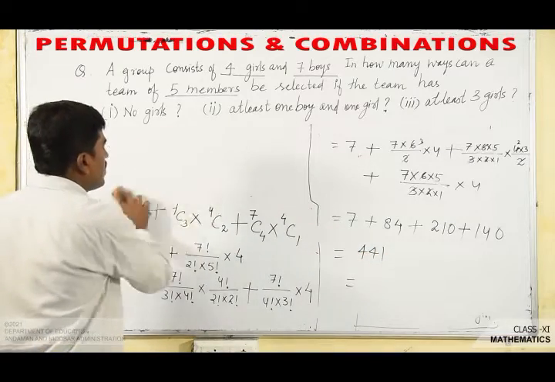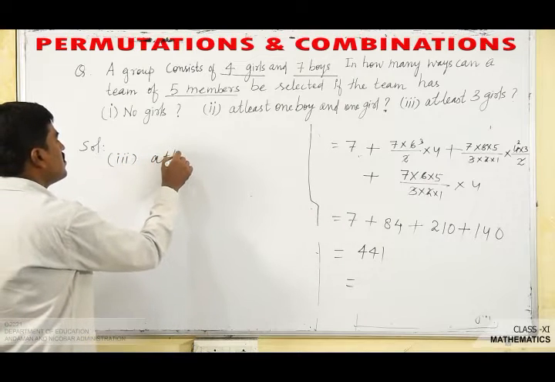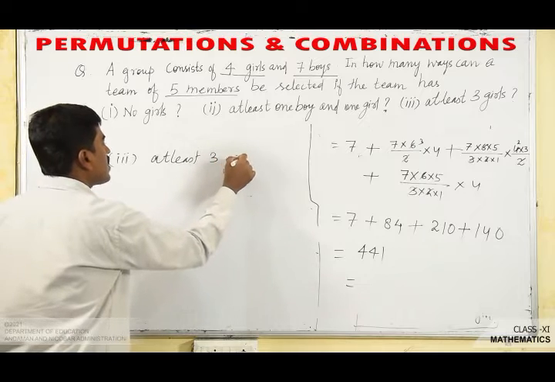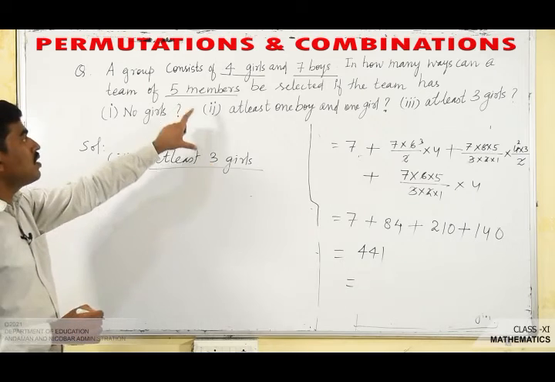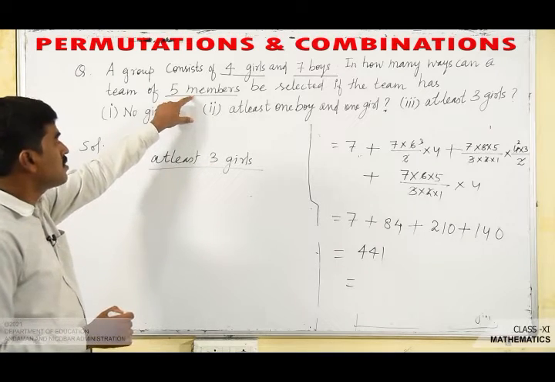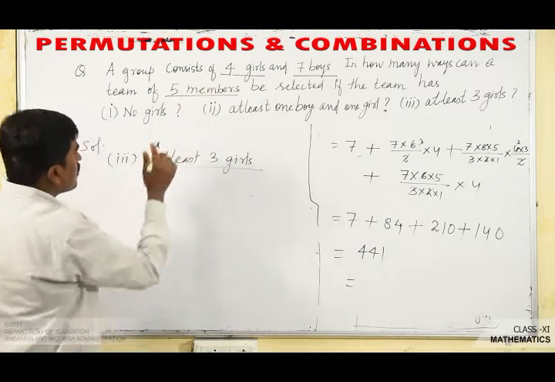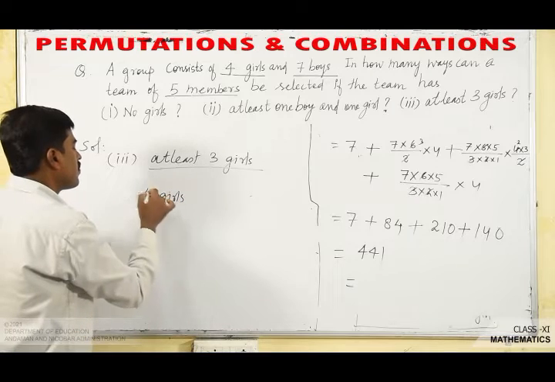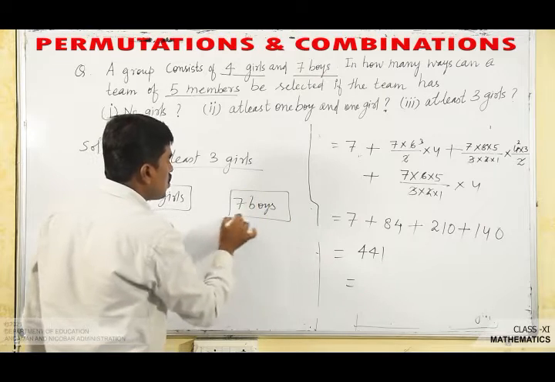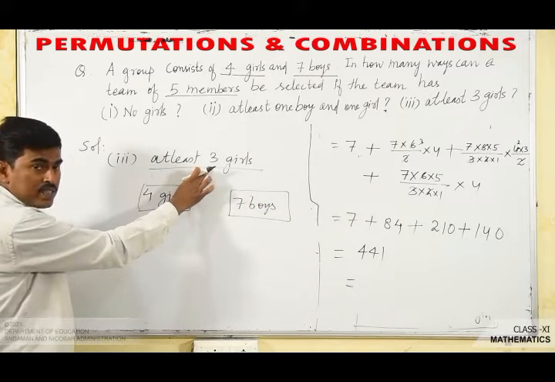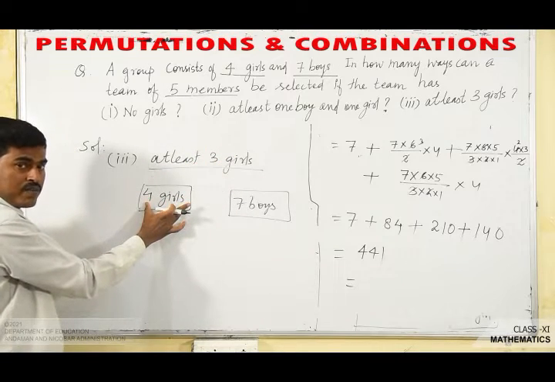Now let us see the third part. The third part is at least 3 girls. If there are at least 3 girls in the team, that means out of these 5 members there should be at least 3 girls. Now what is the number of boys and what is the number of girls? Totally there are 4 girls and 7 boys. So at least 3 girls means minimum 3 girls, it may be more than 3 girls but not more than the total number of girls.